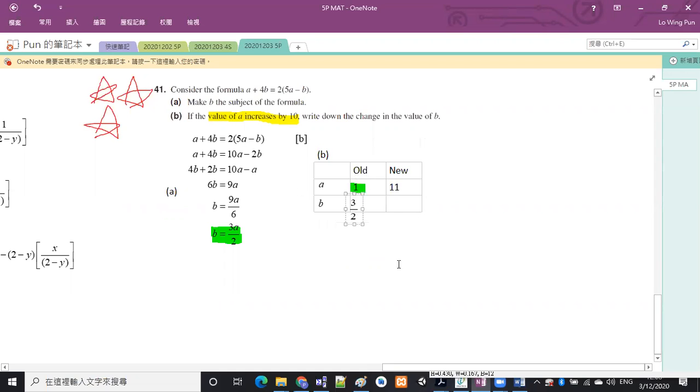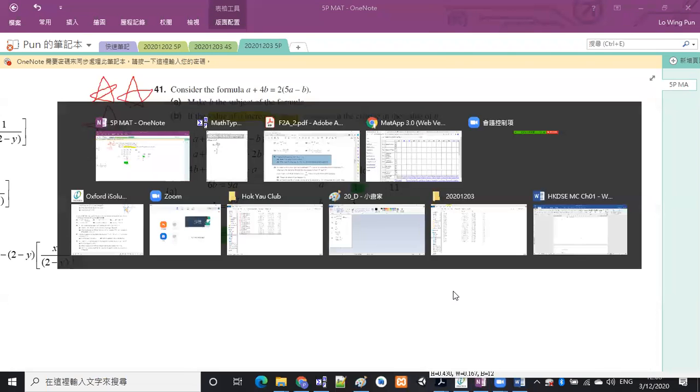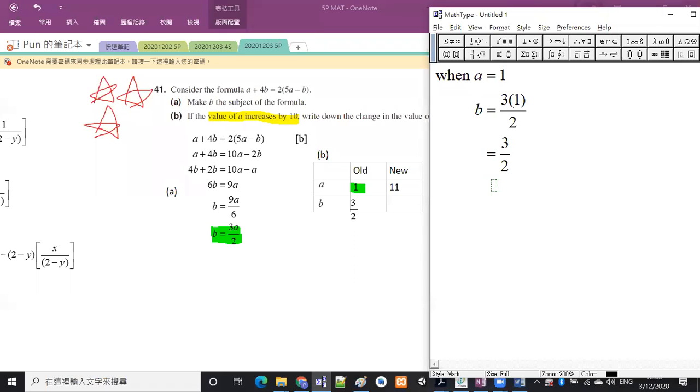Here, okay? And then how to find the new value of b? Because the new value of b will be calculated by substituting a equals 11. When a is equal to 11, then we just calculate the value of b. So when a is equal to 11, b is calculated by this formula, 3 times 11 over 2. So that will be equal to 33 over 2.